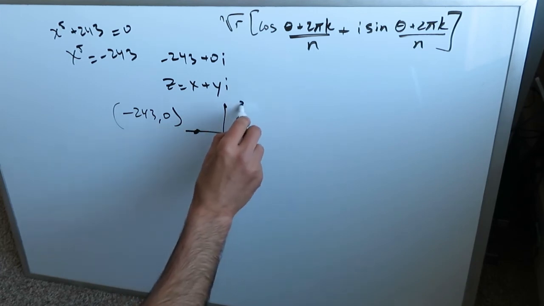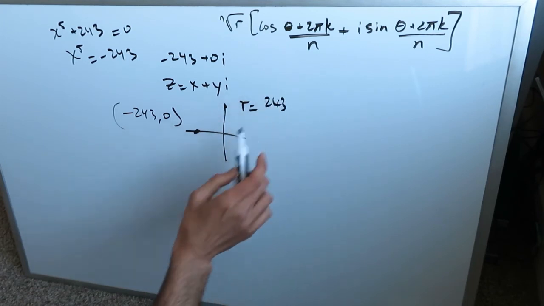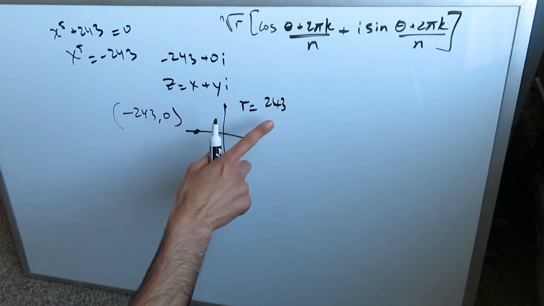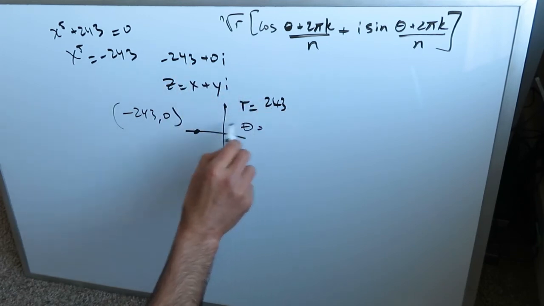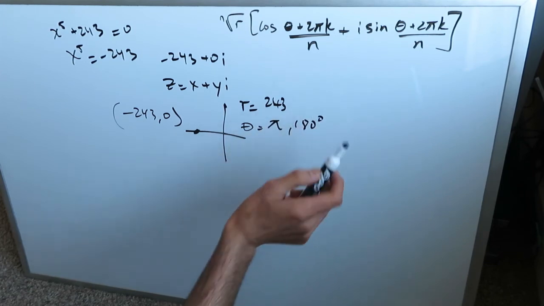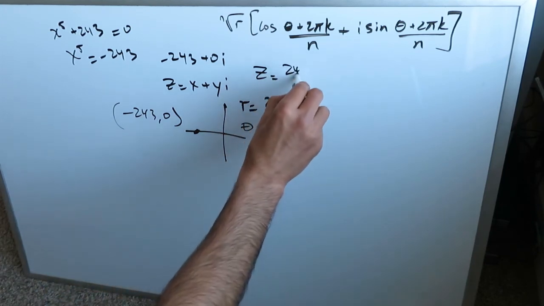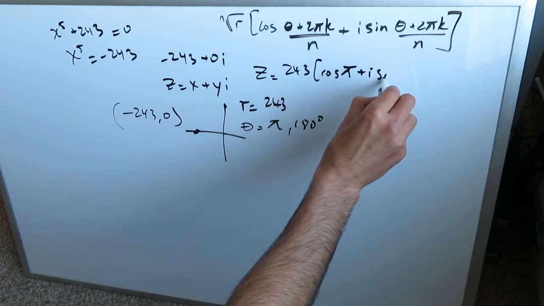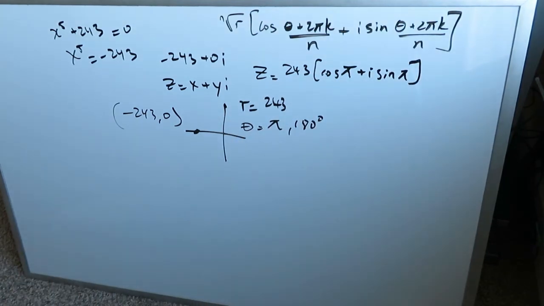You have an r value, a modulus of 243. This square plus this square, the square root of that, is going to be 243. It's not minus 243, it's going to be positive 243. And you know your angle over here on the negative x-axis is pi, or 180 degrees, right? So what we have as our complex number is 243 cosine of pi plus i sine of pi. My polar or trigonometric form has been determined now.